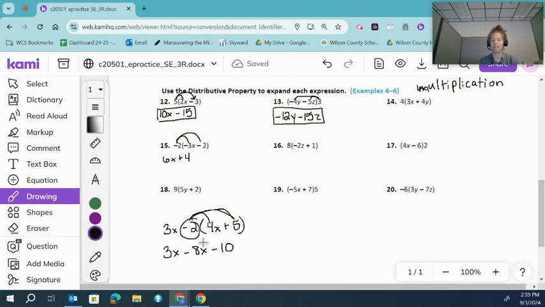Then we can simplify this and combine like terms. 3x, negative 8x. Combine, we would get negative 5x minus 10, because that does not need to simplify with anything else. This would be your expanded simplified expression. There are several more for you to try if you would like.